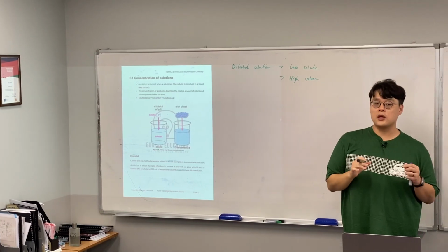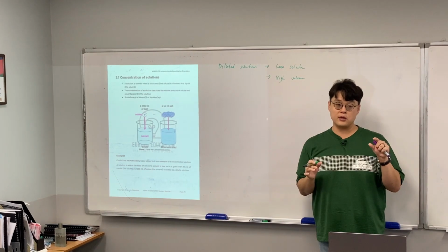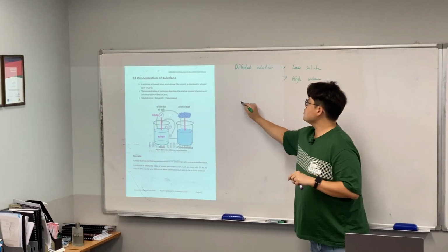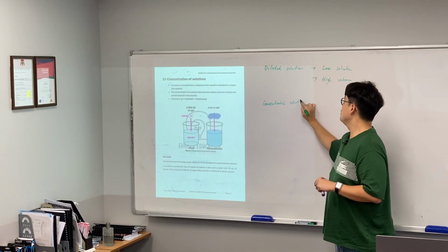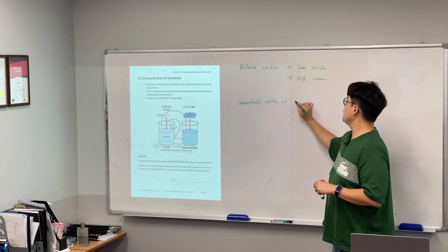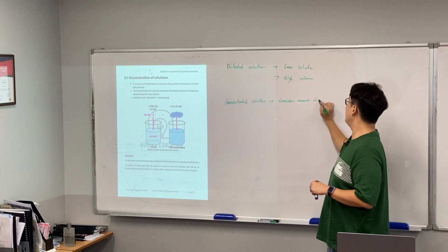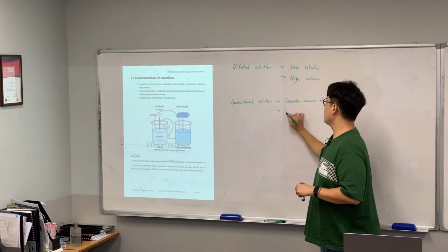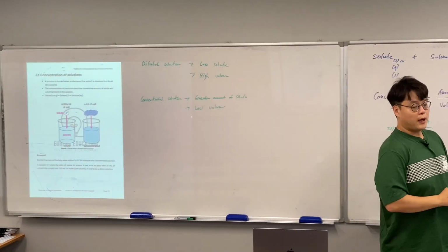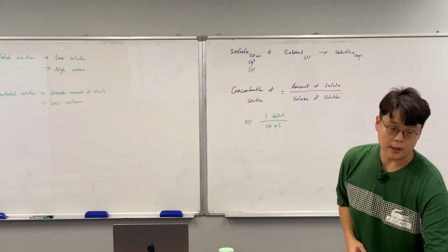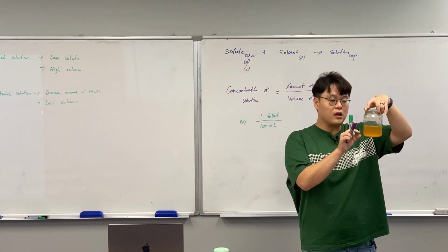There are two ways that we can describe a diluted solution. For example, that half-filled bottle is now diluted compared to the quarter-filled. Concentrated solutions: a concentrated solution is described as having a greater amount of the solute and a low volume. For example, if I keep some heat on it and evaporate all the water out, then you would see that it's really concentrated.